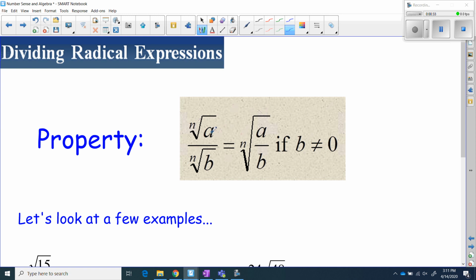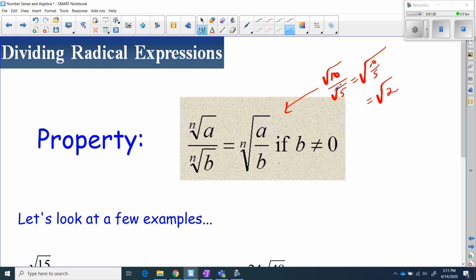All this is saying is that if you have some radical divided by some other radical, and they are the same index, you can write them as a quotient underneath one radical symbol. So what does that mean? Well, if you had the square root of 10 and you wanted to divide by the square root of 5, that's the same thing as the square root of 10 divided by 5, which would be the square root of 2.